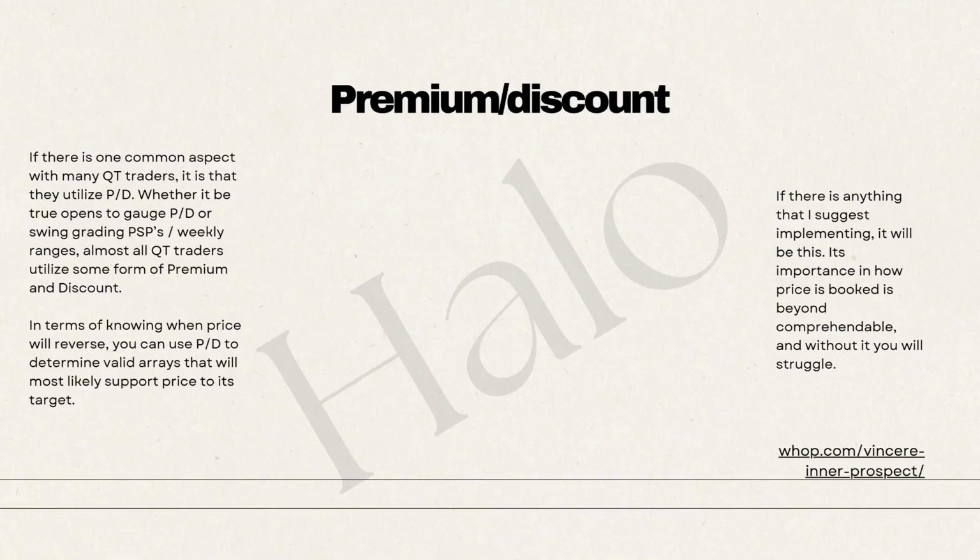I'm telling you, if there's anything I suggest implementing, and I mean anything, if there's anything that I want you guys to really learn, it's premium and discount, right? It's important in how price is booked beyond comprehension, and without it, you'll struggle massively, right? There's multiple ways to view premium and discount, whether it be with true opens, PSPs, weekly ranges, whatever it may be. But utilizing it in general is going to save you guys a headache when learning quarterly theory. So please learn it, right?